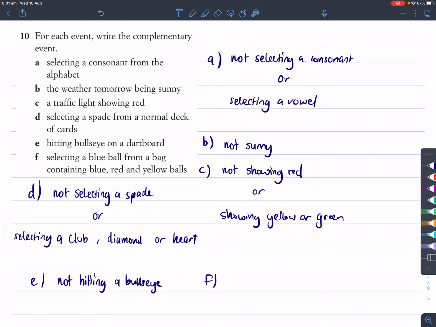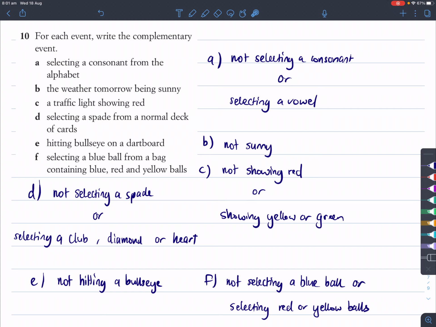F. Selecting a blue ball from a bag containing blue, red, and yellow balls. Well, what other balls are not blue? We can firstly say not selecting a blue ball. But apart from that, we can also say selecting all the other colors that are not blue, which are the red and yellow balls.